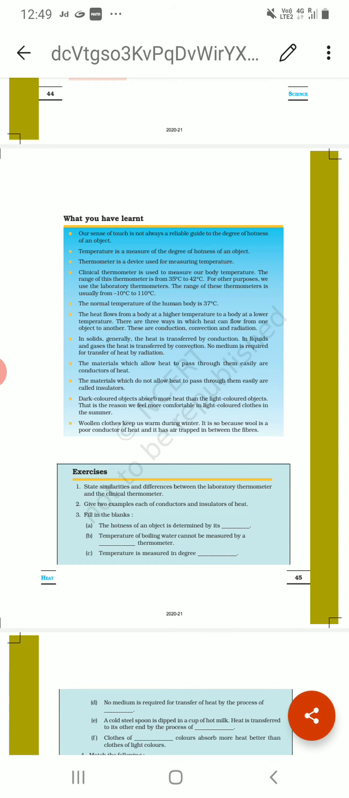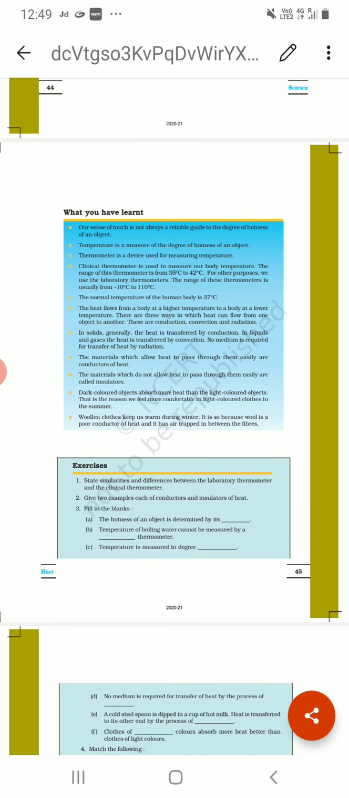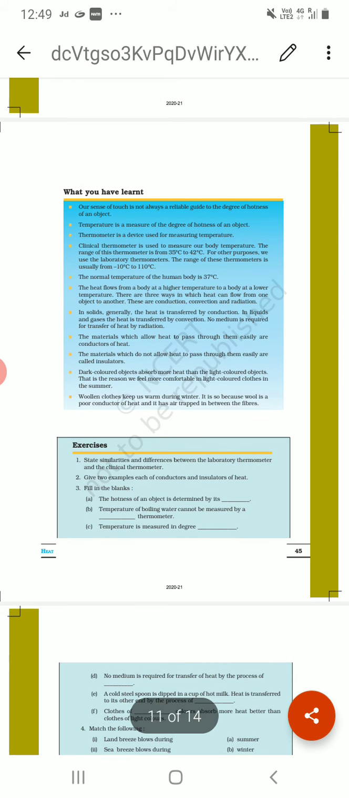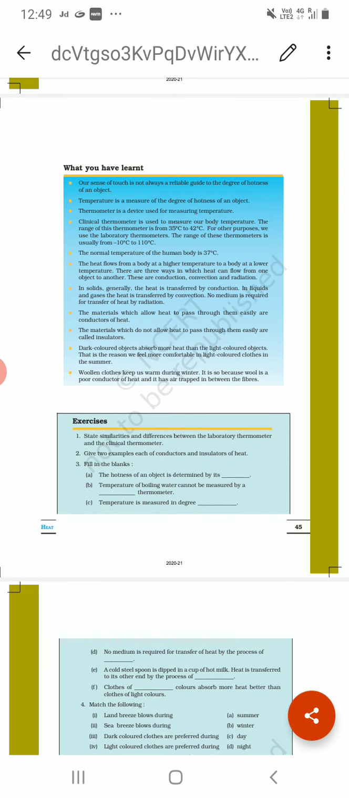Okay, now there is some gist of this chapter we already studied. So, what are they? First one is our sense of touch is not always a reliable guide to the degree of hotness of an object. Temperature is a measure of the degree of hotness of an object. Thermometer is a device used for measuring temperature. Clinical thermometer is used to measure our body temperature. The range of this thermometer is from 35 degrees centigrade to 42 degrees centigrade.